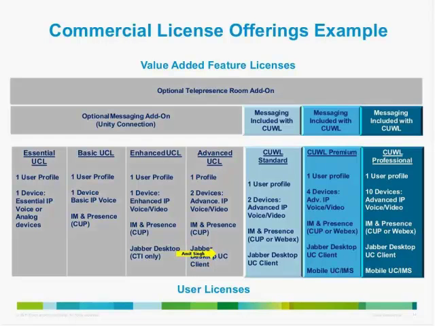Now, if we come down to Cisco Unified Workspace license, standard is the entry point, and up to professional, you can have one user profile. You can have 10 devices, IM and presence. You can have mobile UC IMS. You can have the Jabber desktop UC client, and the messaging comes along with it. So that's why it's also called a package. All of your Cisco Unified Workspace licenses are a package. And then on top of it, there's an optional TelePresence room add-on.